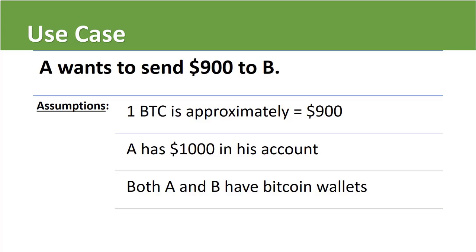And A has $1,000 in his account, so he has the required balance. And both A and B have Bitcoin wallets. So these are the assumptions that we are functioning with for the purpose of this use case. So there's A and B and there's a huge gap, and let's say they're across different countries. So how do they send the money?